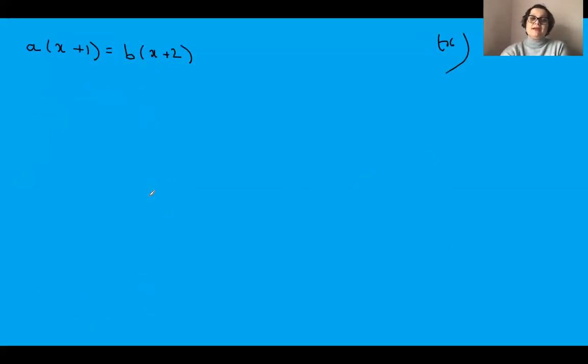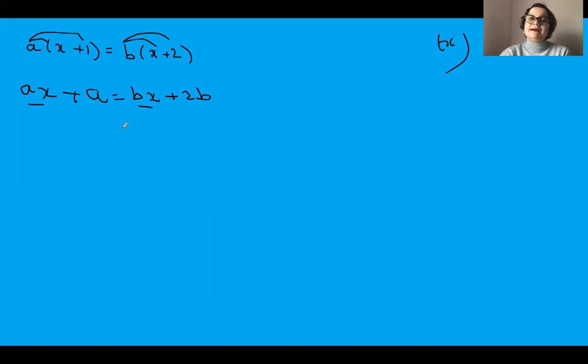Next question. Now here I have two brackets that I need to expand. So x is again the subject of this equation. So this is what is going to happen in the next stage of making x the subject of the formula. So ax plus a equals bx plus b times 2 is 2b, right? And now I have x here and x there.